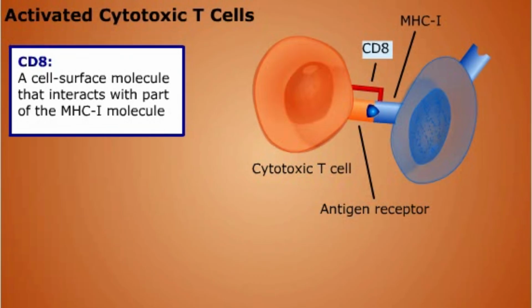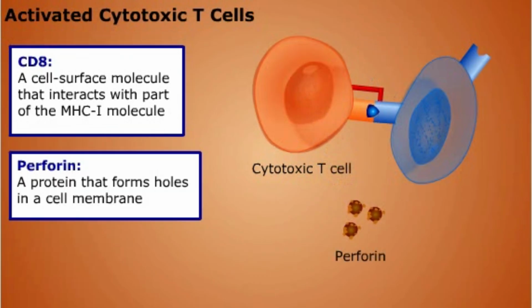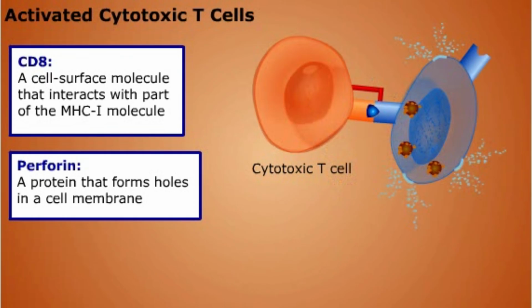When a cytotoxic T cell is activated, it releases perforin, a protein that forms holes in the membrane of the infected cell. As a result, water and ions flow into the cell, eventually causing it to rupture.